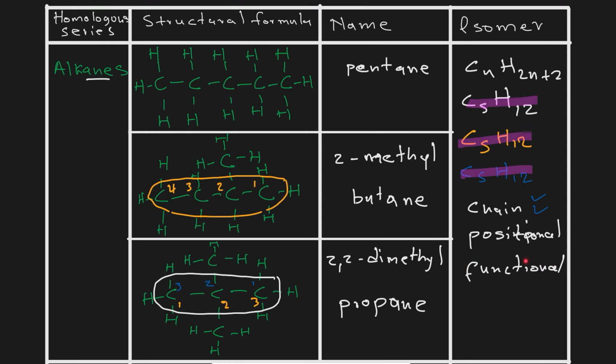And then if we talk about a functional isomer, this is whereby we have the same function but moving from one carbon to the other carbon. So that will be what? That will be the positional isomer if we move the functional group from one carbon to the other carbon. But now, if we start to change the functional group, that is going to be a functional isomer. You will understand this as we move on to other types of homologous series.